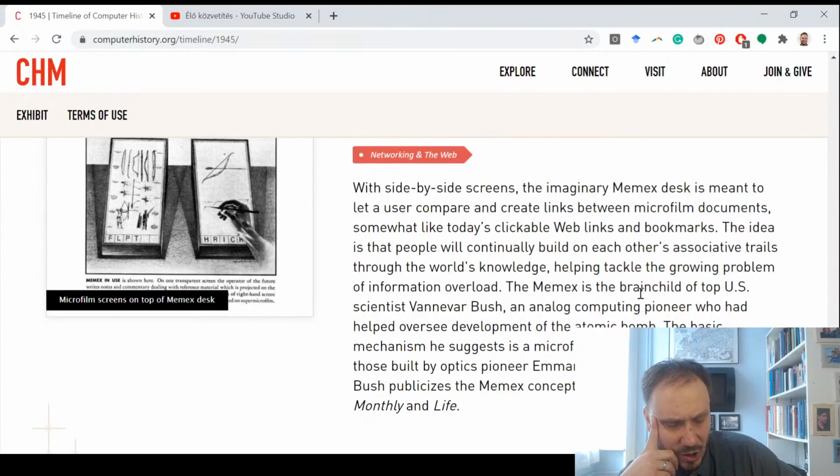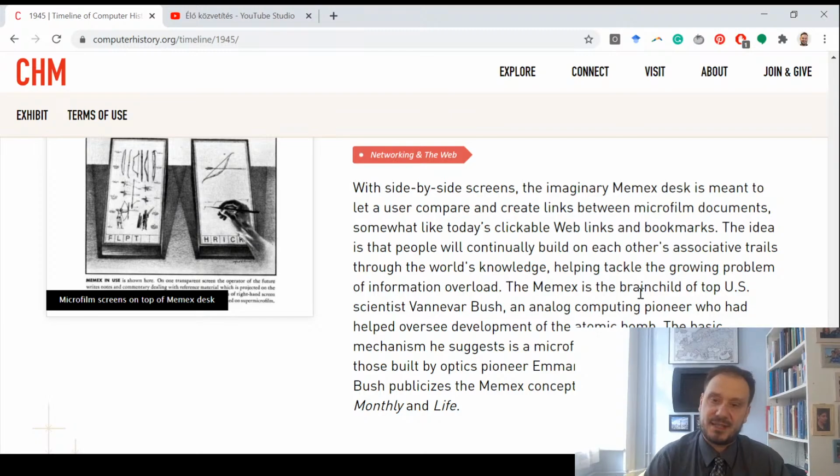Here is the MEMEX concept. We talked a bit, or at least glanced at the ideas of Vannevar Bush, who actually published his concept of MEMEX in the Atlantic Monthly and Life magazine. His idea was a kind of genius one, where two tablets would serve on a desk, and microfilms, thus the information recorded on microfilms, would be accessible this way.